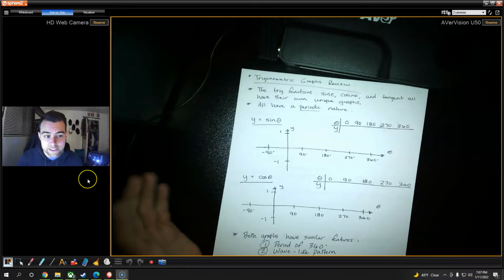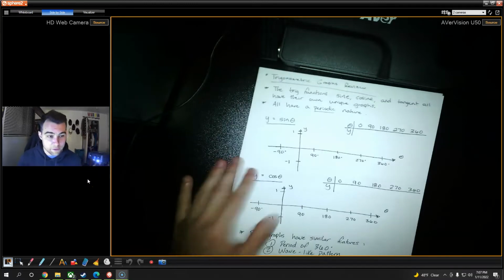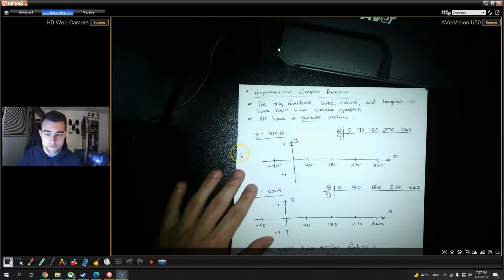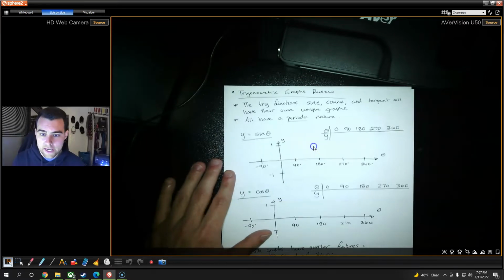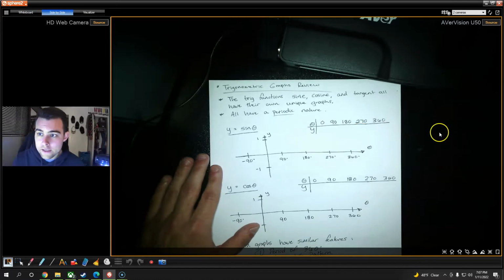Here's the thing about these guys. They're not going to be bad because they're pretty predictable, and that's why we're doing the review. Get you guys a bit more confident with this stuff, okay? So we're going to jump into this and kind of take a look at what we got here.